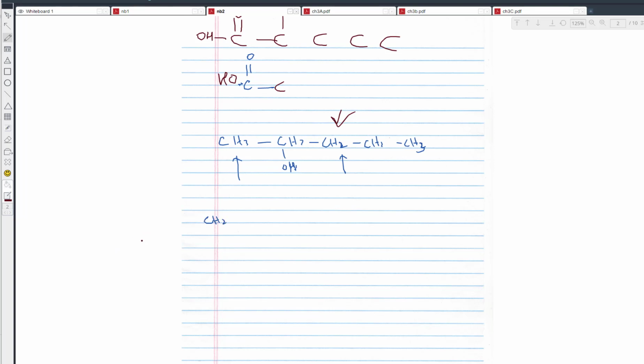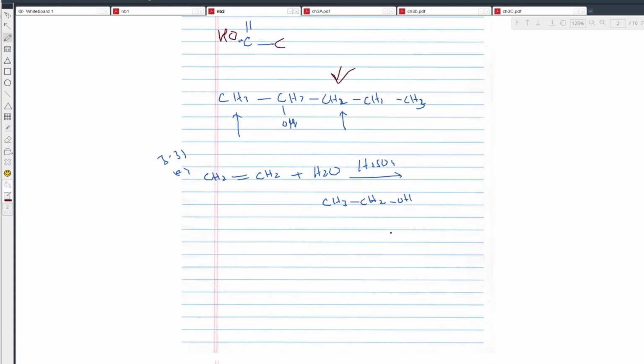I'm doing 3.31A. CH2=CH2, an alkene. I am going to add water in the presence of sulfuric acid. What will I get? Alcohol. I am doing the hydration, and I will get CH3CH2OH. Am I right? Yes.